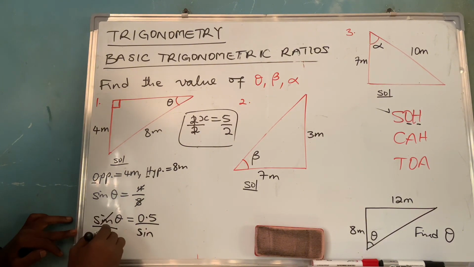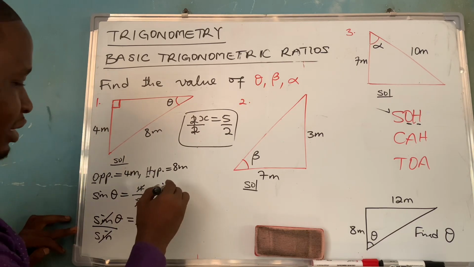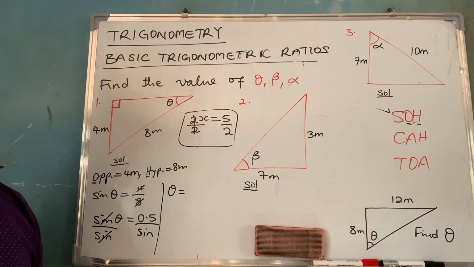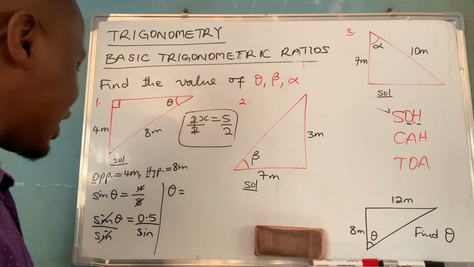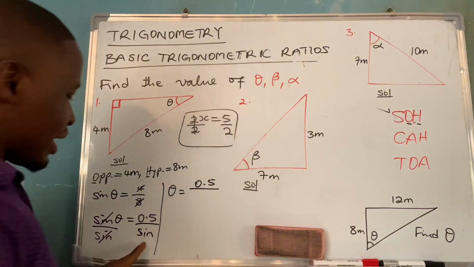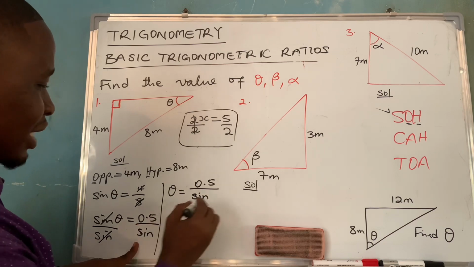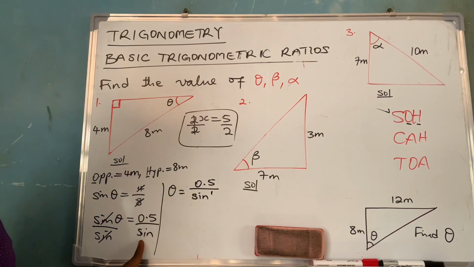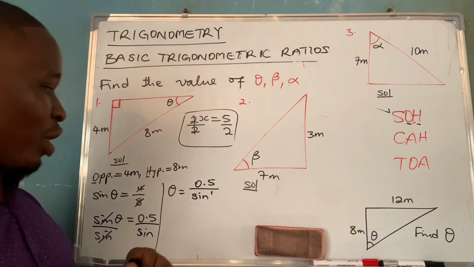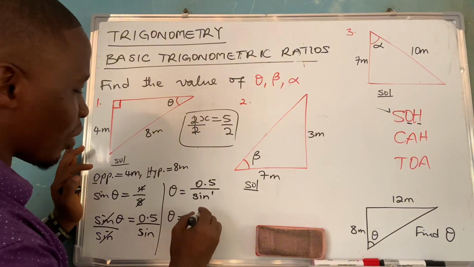So sine goes away with sine, and we are left with theta. So theta is equal to 0.5 over sine. But from the laws of indices, we understand that this sine is the same as sine raised to the power 1. So we say theta is equal to 0.5 over sine raised to the power 1.